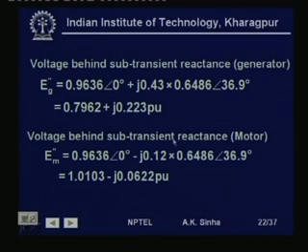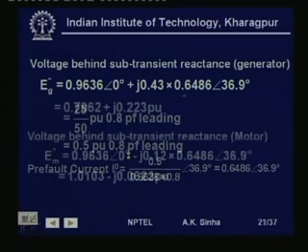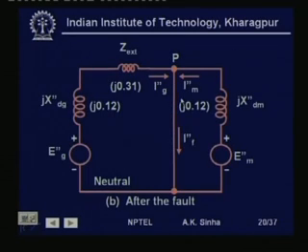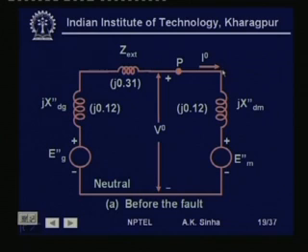Now, the voltage behind the subtransient reactance of the motor is going to be how much? If we go back and see this circuit, the current is flowing like this.